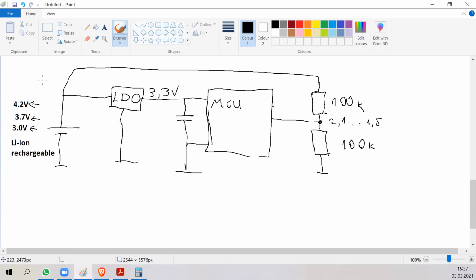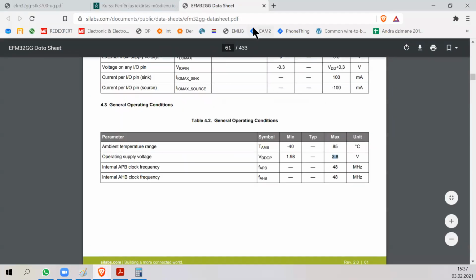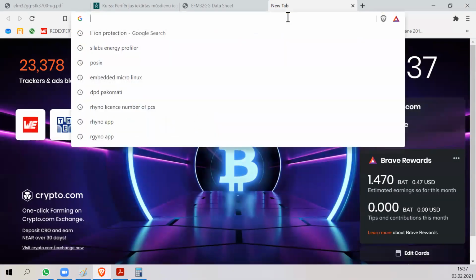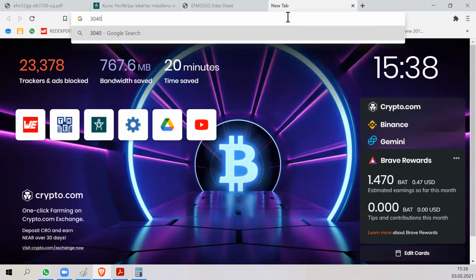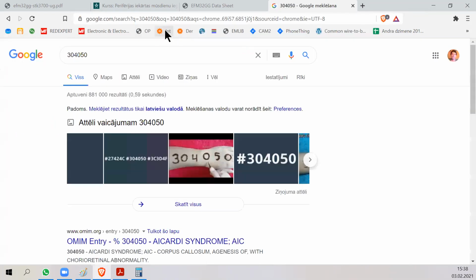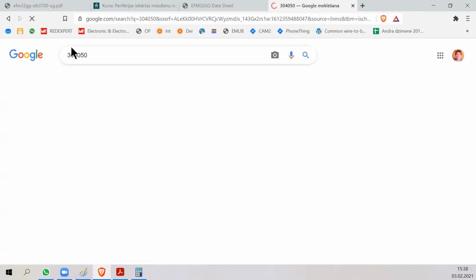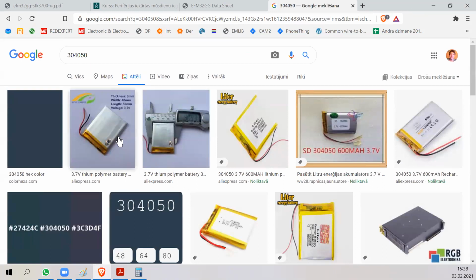Let's say a typical battery size that is often used is something like, for example, 30, 40, 50 battery. I think this size, yeah, here it is.